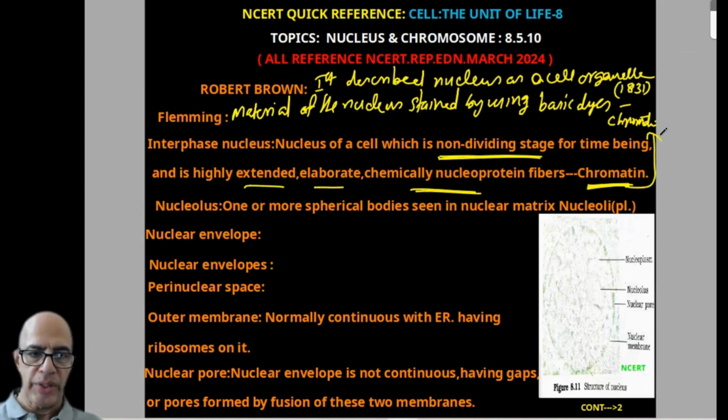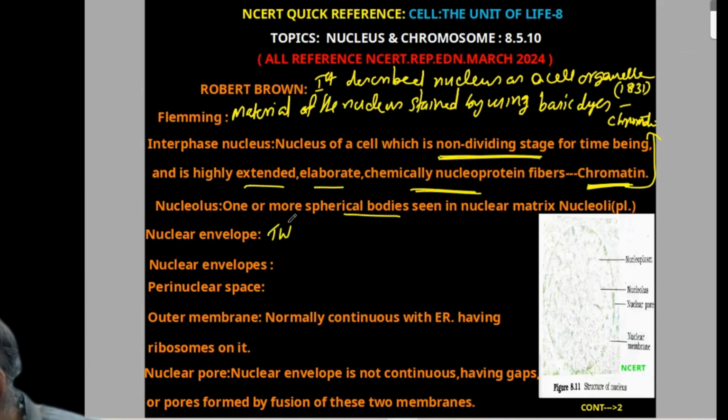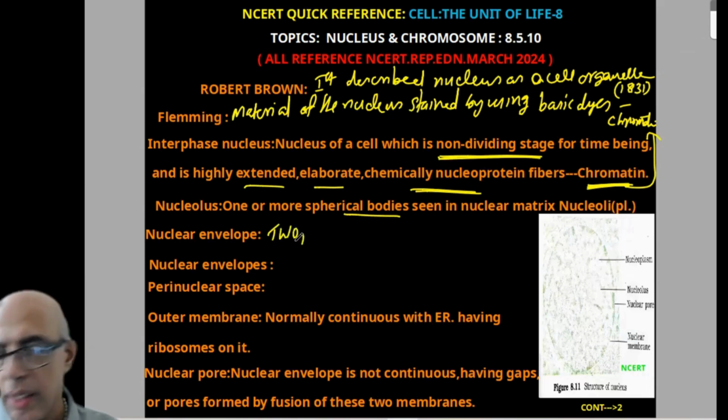Now comes the nucleolus. One or more spherical bodies, spherical in shape, seen in the nuclear matrix, which is called nucleoli, that is the plural. And when we proceed with the nucleus, the nuclear envelope, two will be there, and they are parallel in nature.